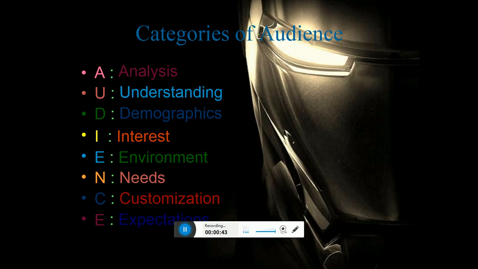So actually here I want to discuss that AUDIENCE stands for different terms. A stands for analysis, U for understanding, D for demographics, I for interest, E for environment, N for needs, C for customization, E for expectation. This is one of the convenient ways to know the different categories which are important in analyzing the audience.